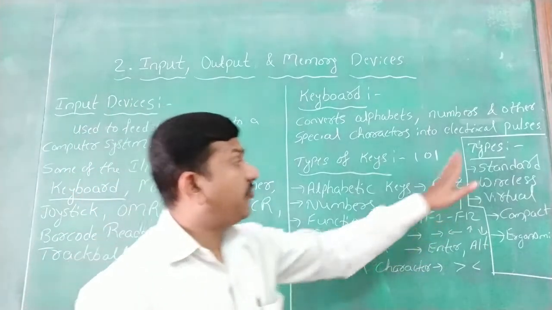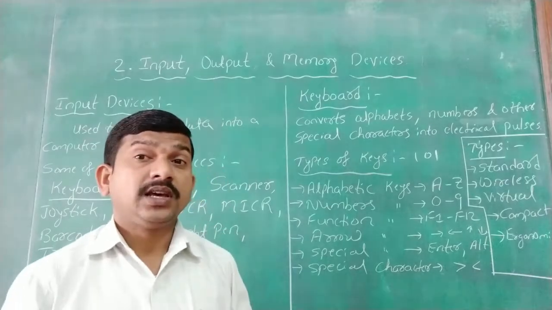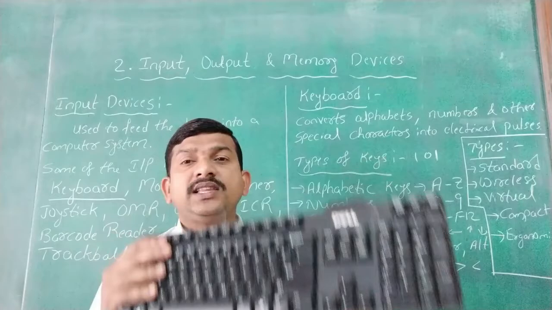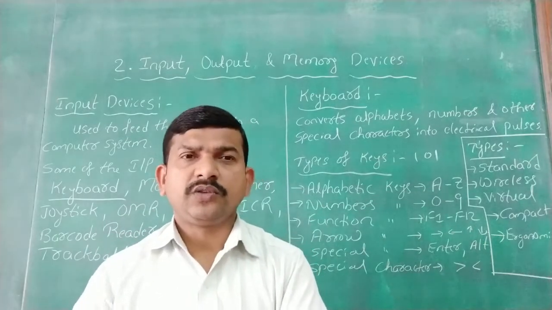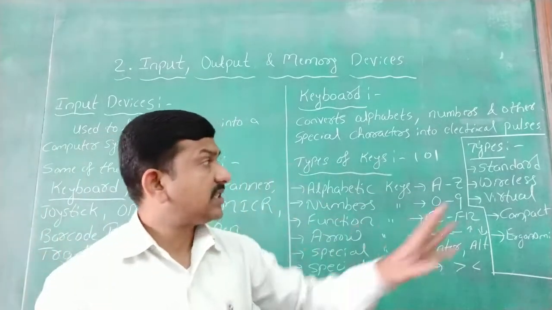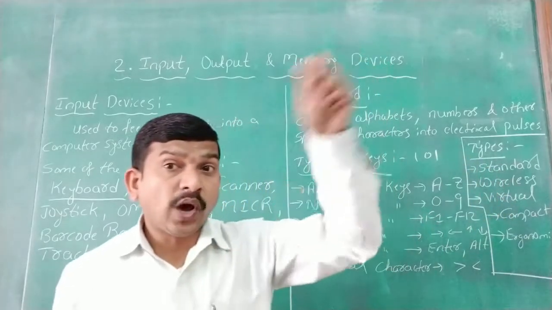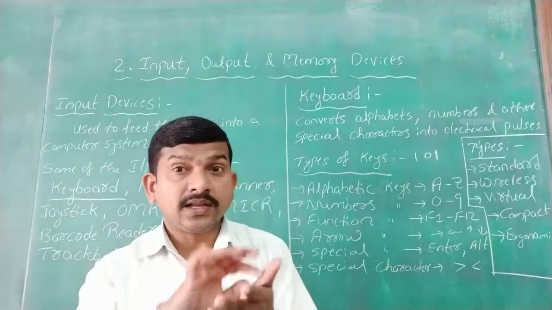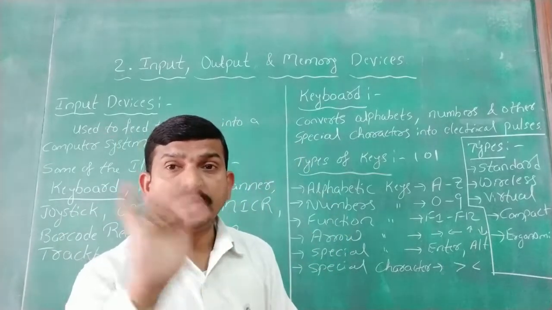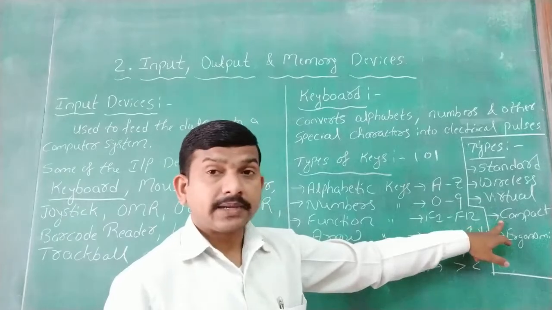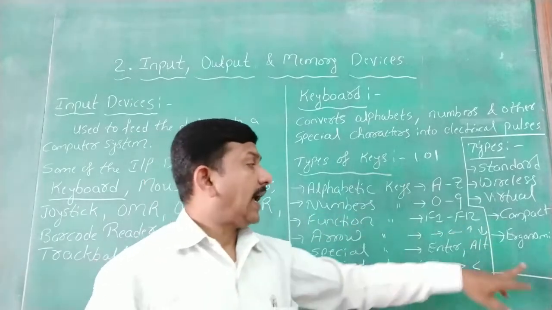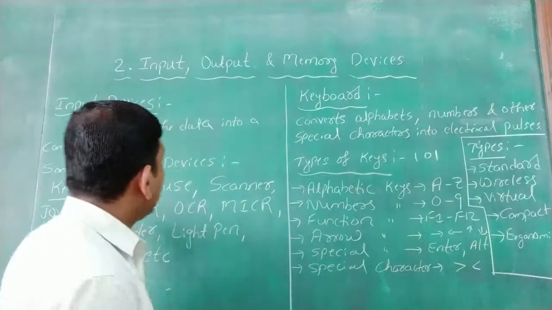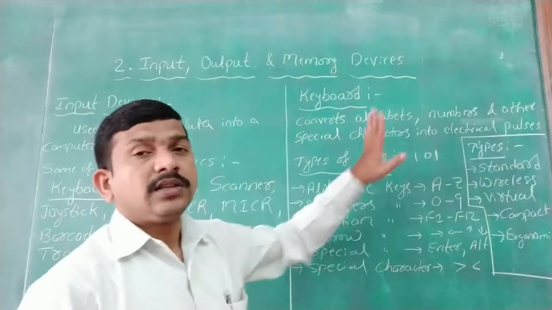So these are different types of keyboards. The first one is standard, whatever I showed here; this is the standard keyboard, which you see in the office and lab. Wireless means there is no wire. Virtual means what we type on mobile or screen. Compact means a laptop keyboard. Ergonomic looks like standard only, but it's very smooth. So this is some introduction about the keyboard.